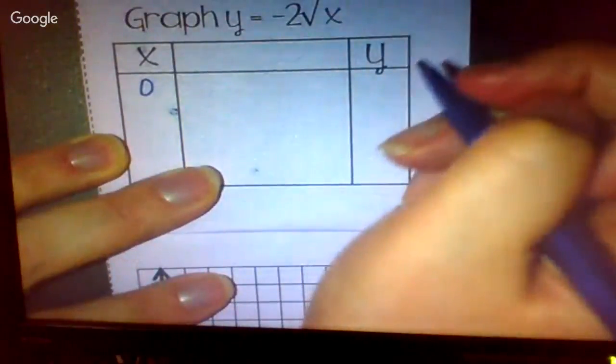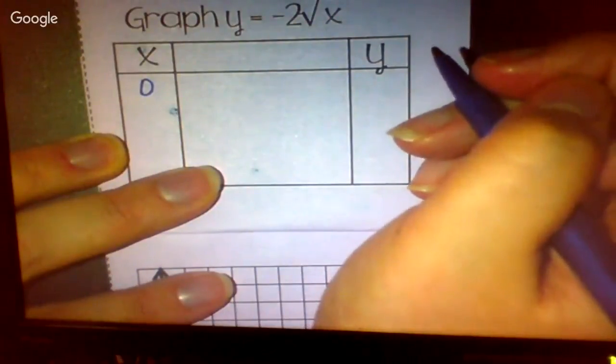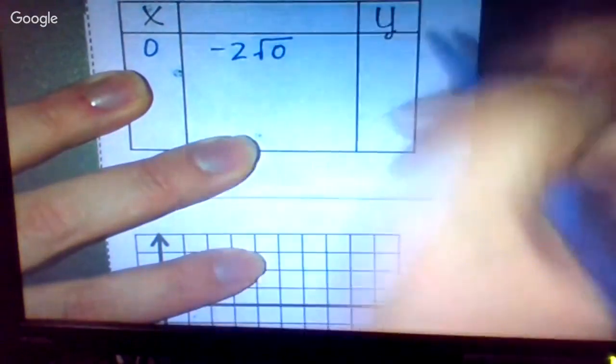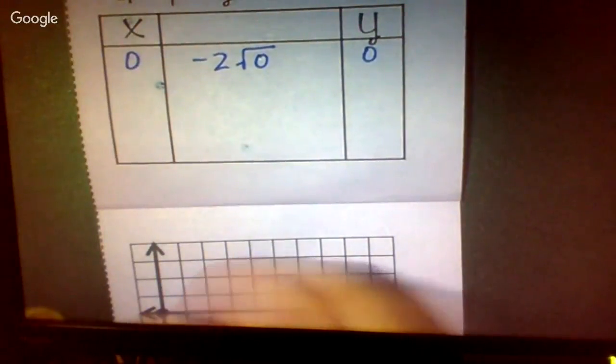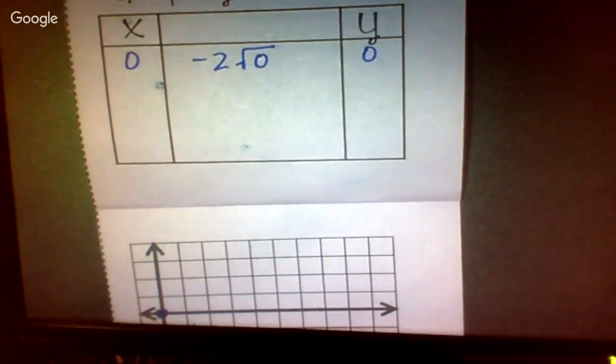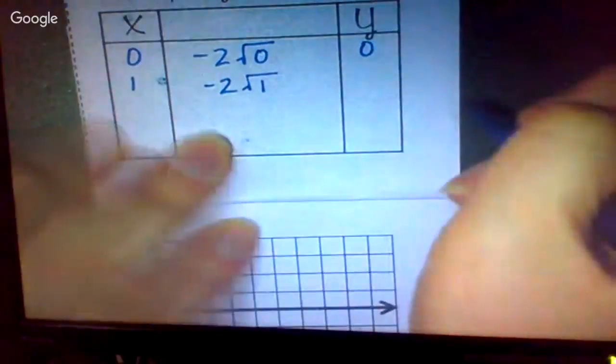Okay, so again, let's stick with our same numbers. If x is 0, we've got -2 times the square root of 0, which is 0. Okay, so this one still starts out in the same spot, 0, 0. We didn't shift left, we didn't shift right, we didn't shift up or down. The next number we plugged in was a 1. What's -2 times the square root of 1? -2.